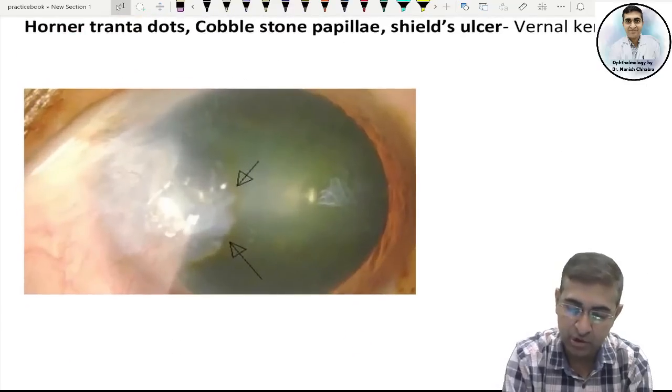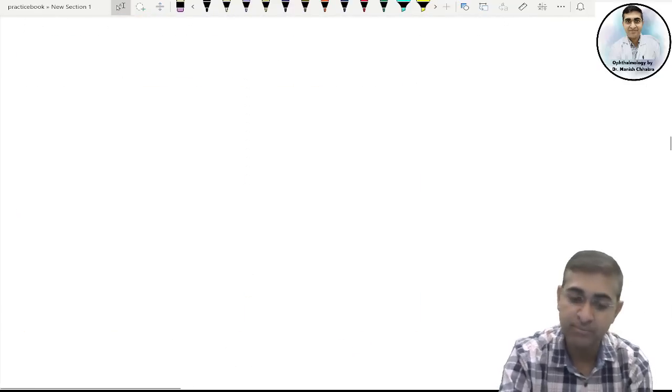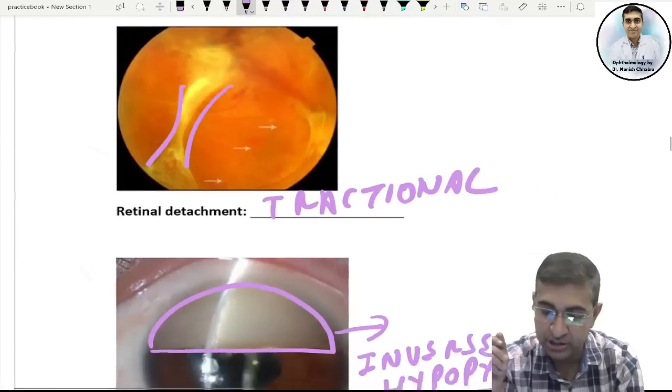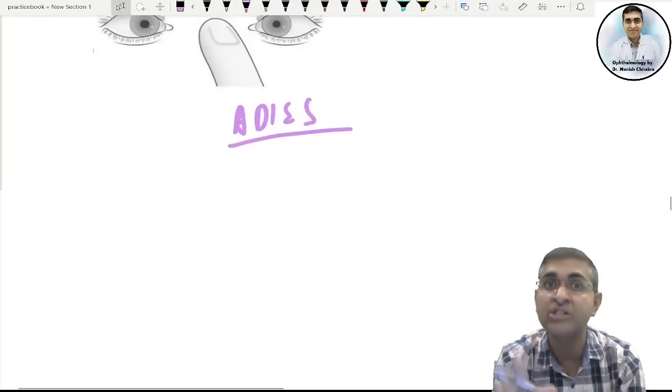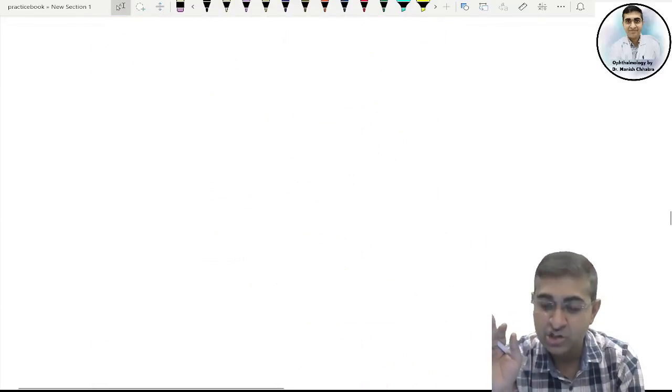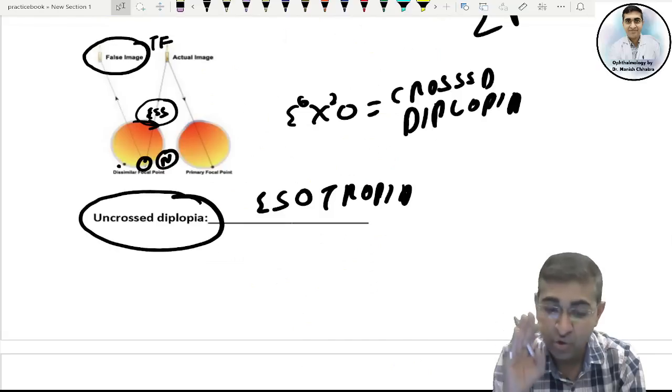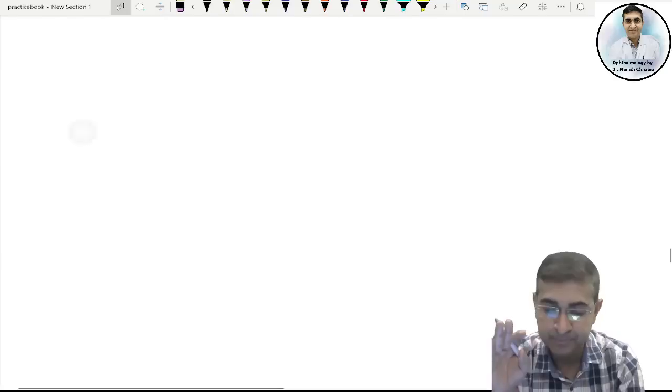So what is this, boys and girls? This is your pterygium. Pterygium is elastotic degeneration of conjunctiva, and there is one line which you see in pterygium. The name of that line is Stocker's line. What is Stocker's line? Stocker's line is the deposition of iron on the corneal epithelium.